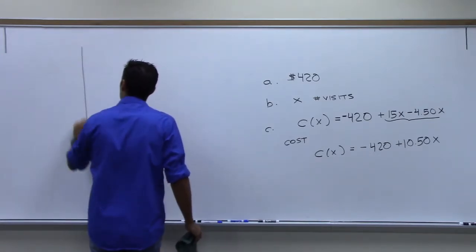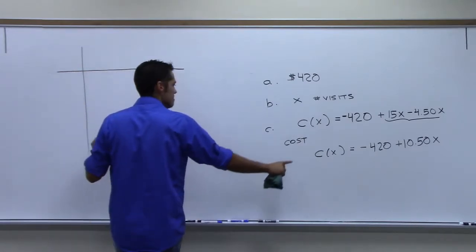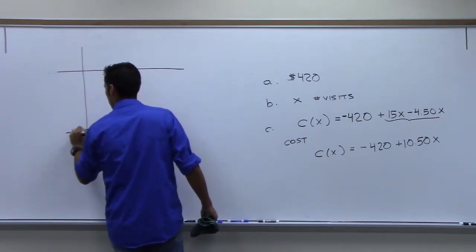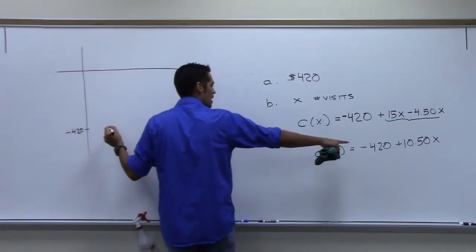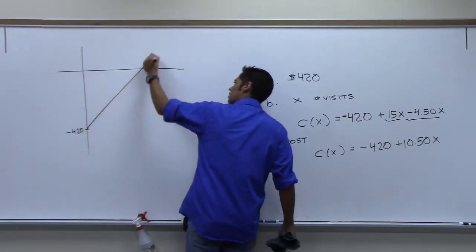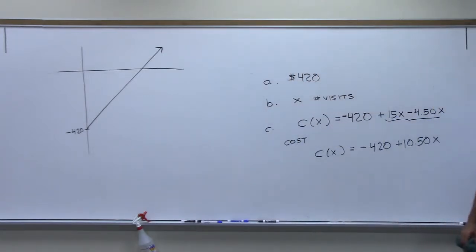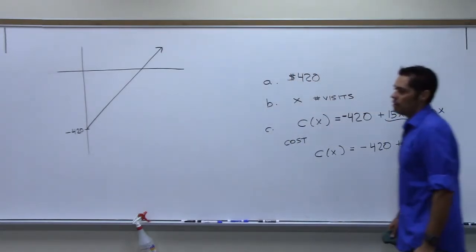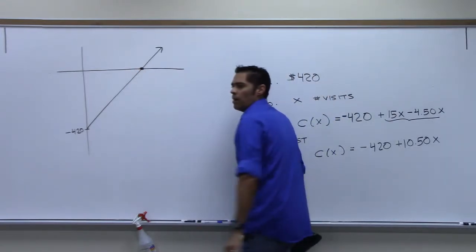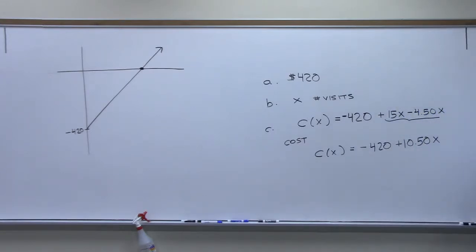If I graphed it, the y-intercept is what? Negative 420. And then your slope is positive, isn't it? 1050? So it's going to go up like this. Agreed? What is the importance of this point right there? What is the importance of that point?